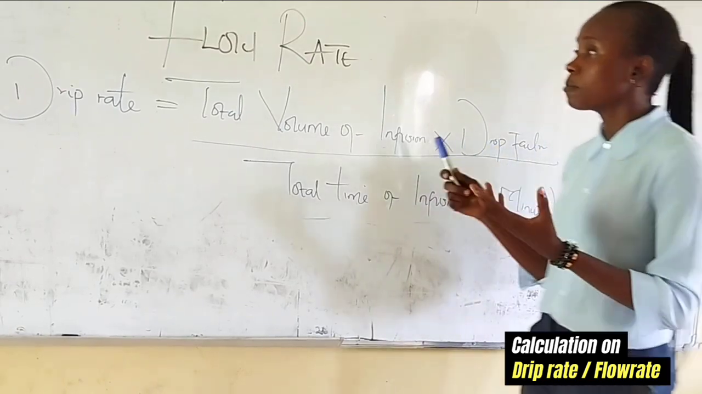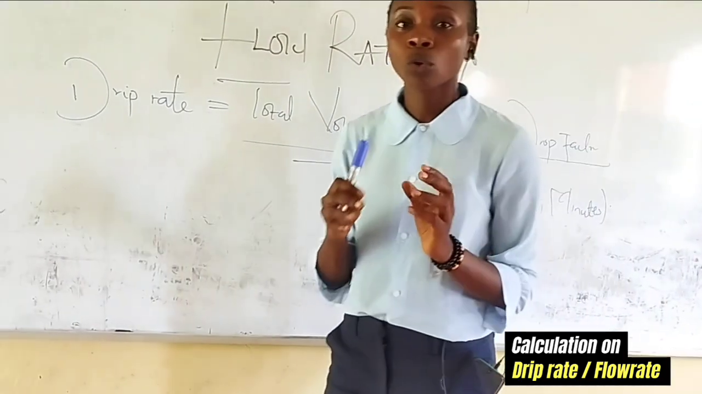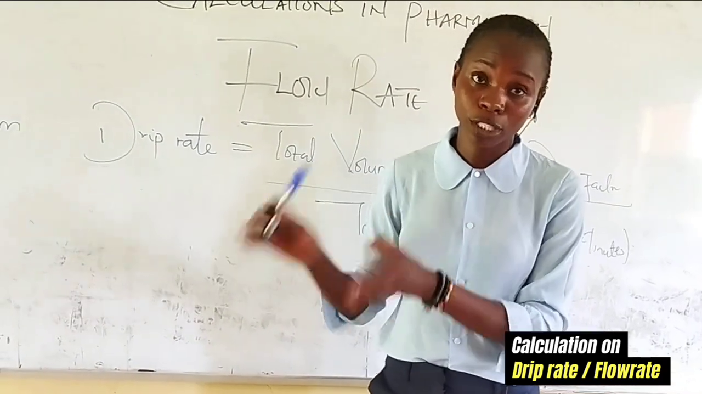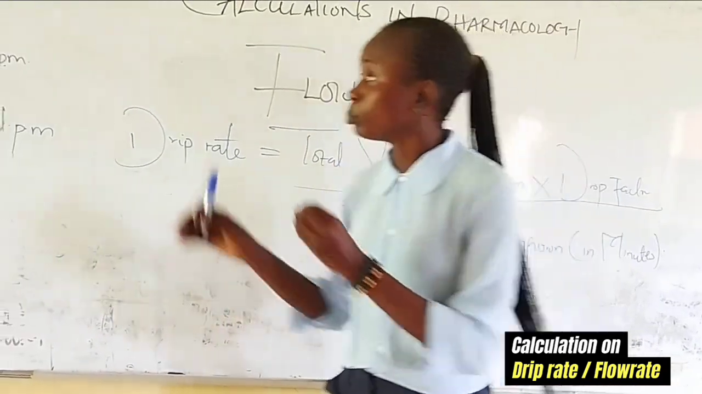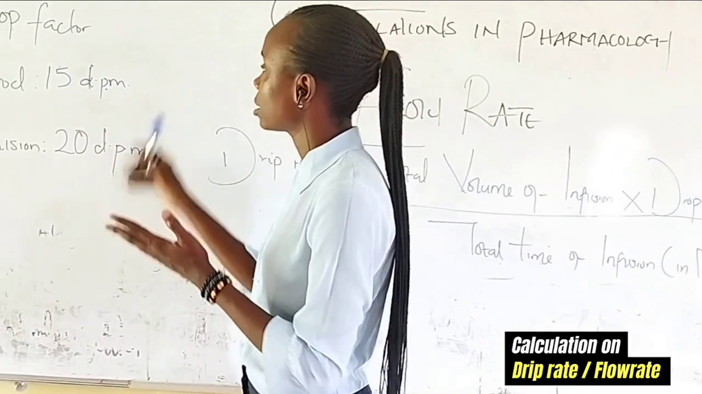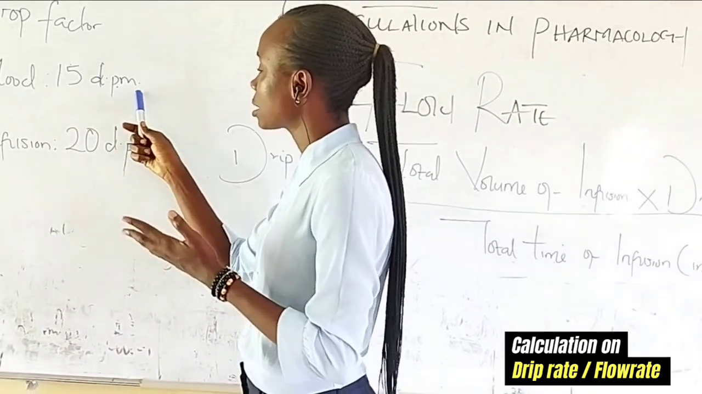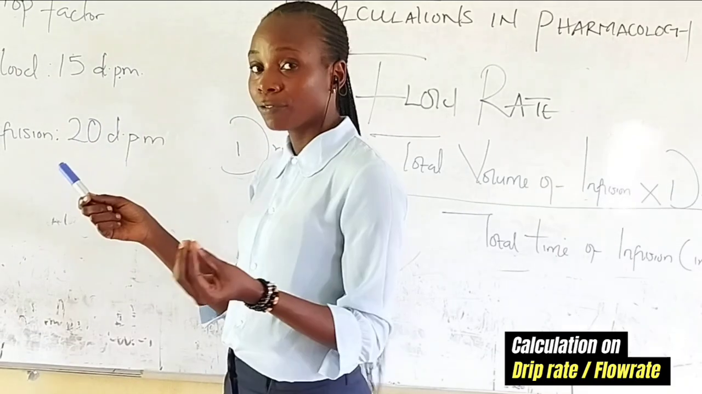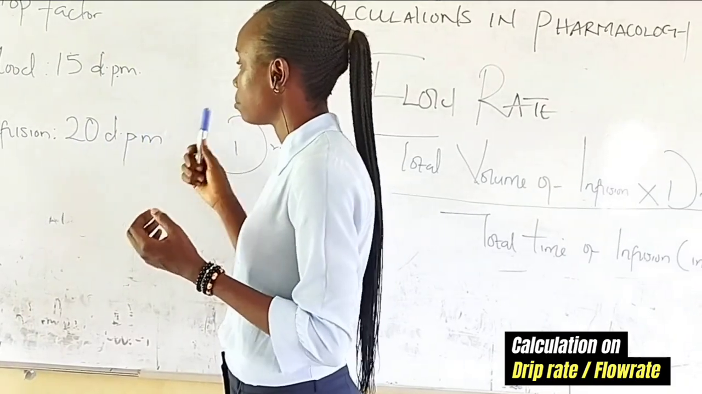Now, the drop factor depends on if you're giving an infusion or you are doing a blood transfusion. For blood, it has a constant which is 15 drops per mil, and for infusion, which is lighter, it is 20 drops per mil.